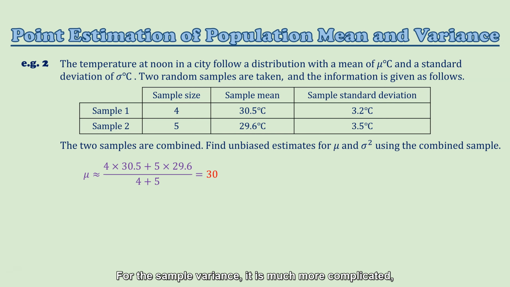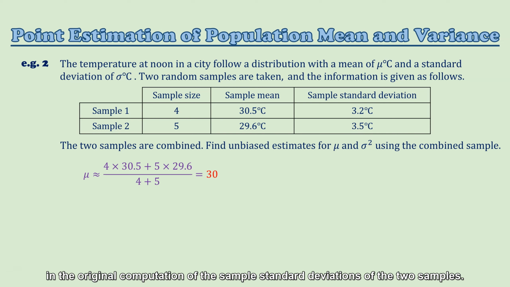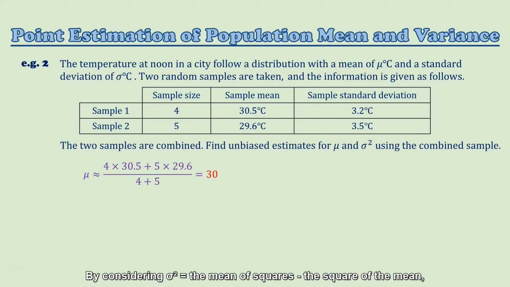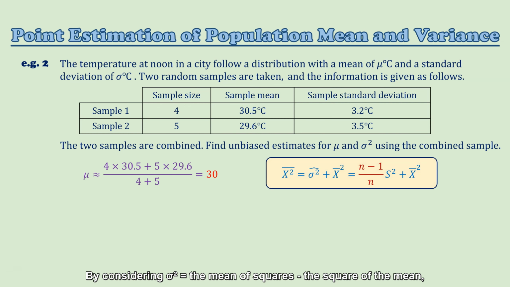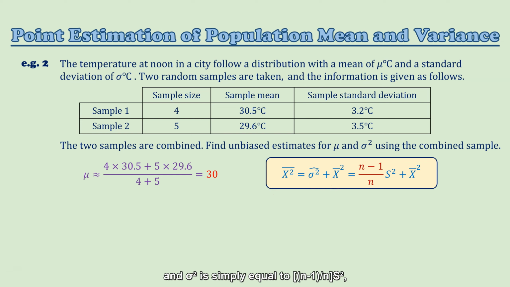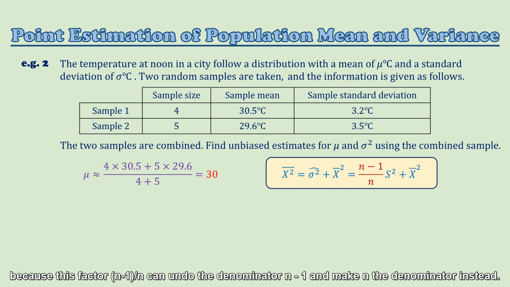For the sample variance, it is much more complicated, as we need to consider the denominator n-1 in the original computation of the sample standard deviations of the 2 samples. By considering sigma squared is equal to the mean of squares minus the square of the mean, we can get that the mean of squares is equal to sigma squared plus the square of the mean. And sigma squared is simply equal to n-1 over n times s squared. Because this factor n-1 over n can undo the denominator n-1 and make n the denominator instead.